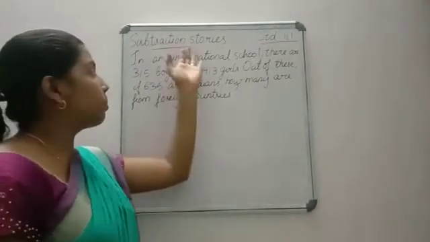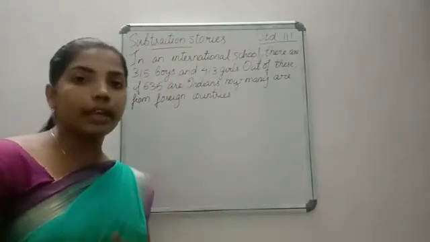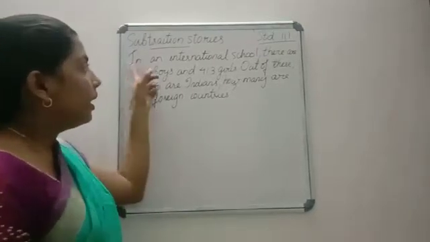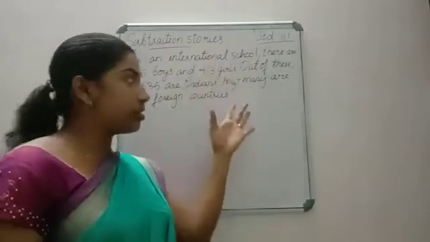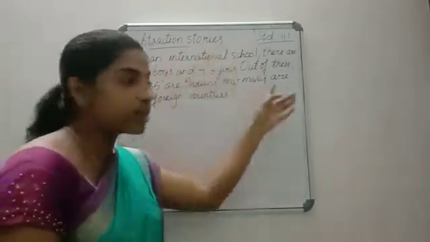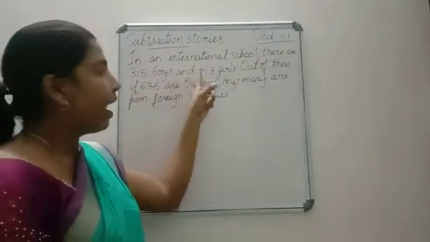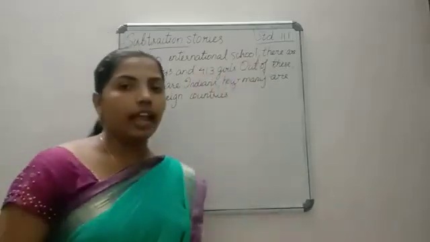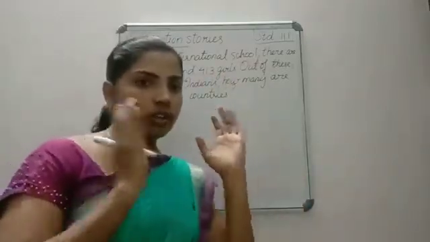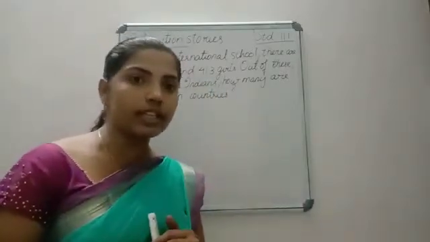Next is subtraction stories. That means a statement is given here and from this statement we will solve it. Okay, so read the question. In such questions you have to read the question many times. In an international school, there are 315 boys and 413 girls. Anyway, it is a mixed school. There are boys and girls, so these boys and girls together form the total number of students in the school, isn't it?